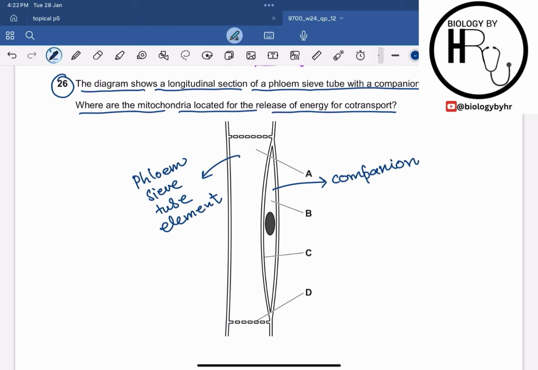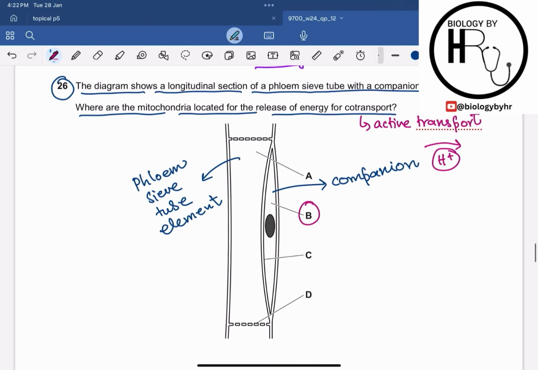So here we have to understand first of all what cotransport is. Cotransport is a type of active transport, right? Where the energy which is used to transport the molecules comes from the gradient of the H positive ion, right? So the answer over here, option B, would be our correct answer, that the companion cell has a comparatively higher ratio of mitochondria than the sieve tube element, right? Higher than the sieve tube element.